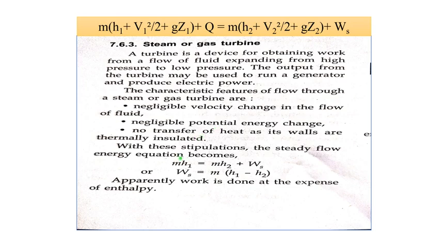So we will remain with mH1 equal to mH2 plus Ws, or keeping Ws on one side, we get Ws equal to m into (H1 minus H2). So simply we can see that work is done at the expense of a decrease in the enthalpy of the system, or we can say that the decrease in pressure actually causes the decrease in enthalpies. At the expense of that decrease in enthalpies, work is done by the turbine that can be used for different purposes.